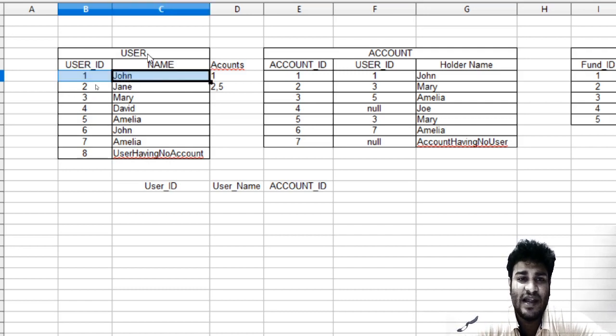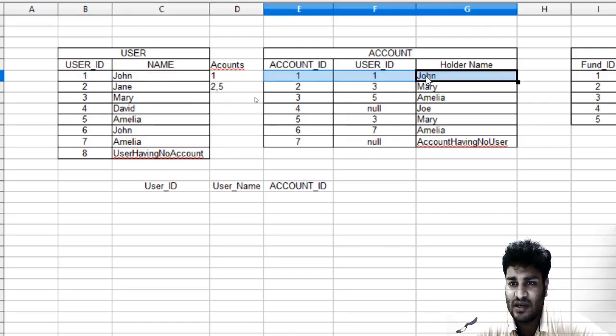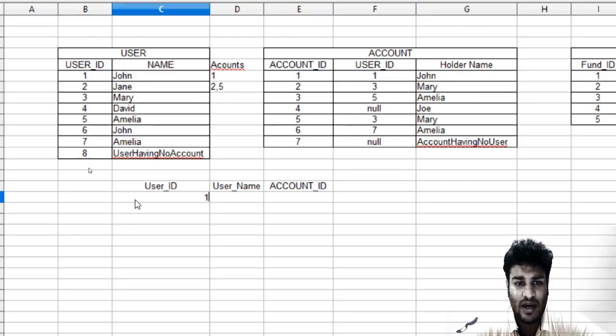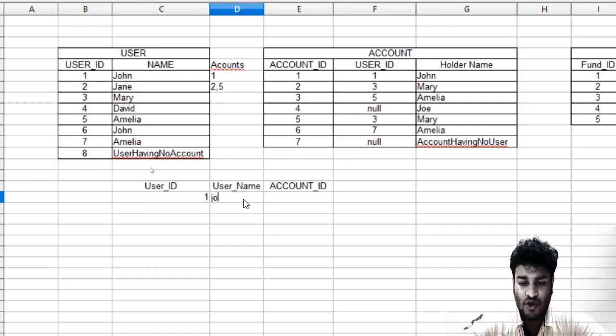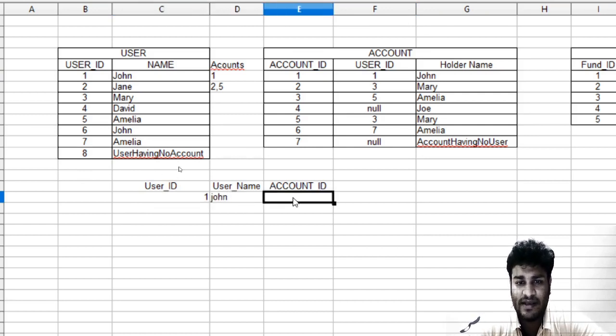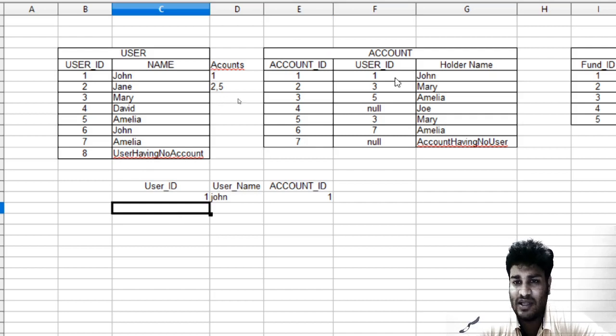Each row of the left table, which is the user table, will be checked with the right table, which is the account table. At first, user ID 1 will be checked and it matches with the first, that is John, and account ID is 1. Then no other value matches, so it moves on with the next one, that is second, Jane. User ID 2 is not present.